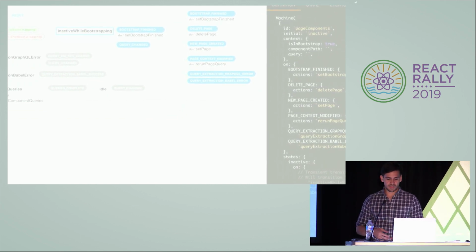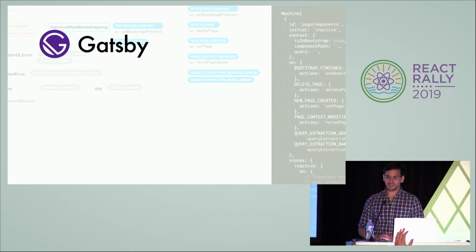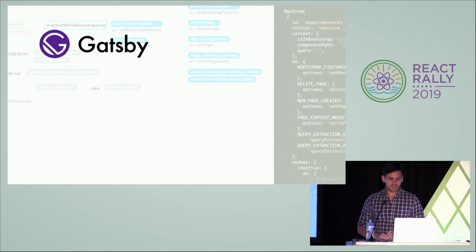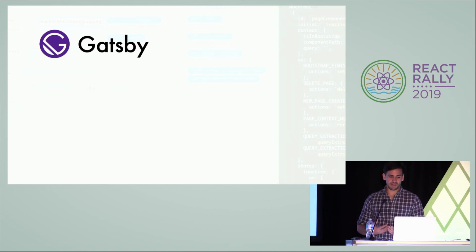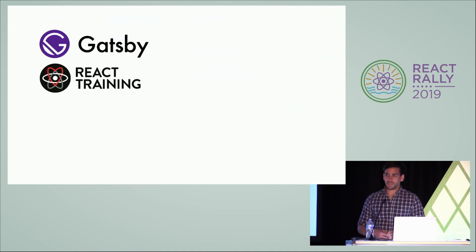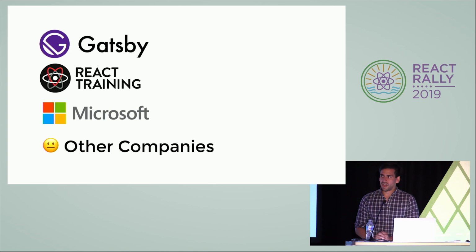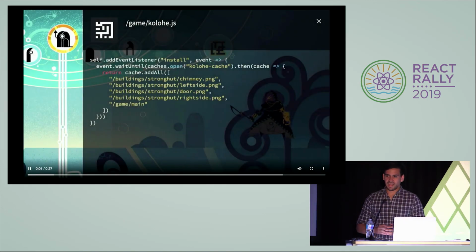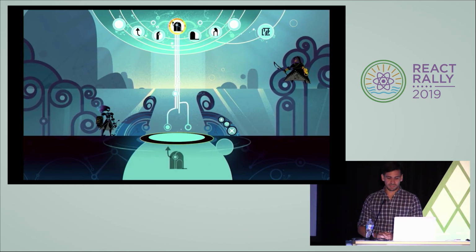How many of you use Gatsby? All right, a fair amount of you. So Gatsby actually uses XState under the hood in order to manage some complex processes like file watching and stuff like that. Also, React Training uses it for their payment page. I use it at Microsoft because I work at Microsoft and I could do that without them knowing. And it's also used at other companies, which I'm not allowed to say for whatever reason. And it's also used for this really fun game.